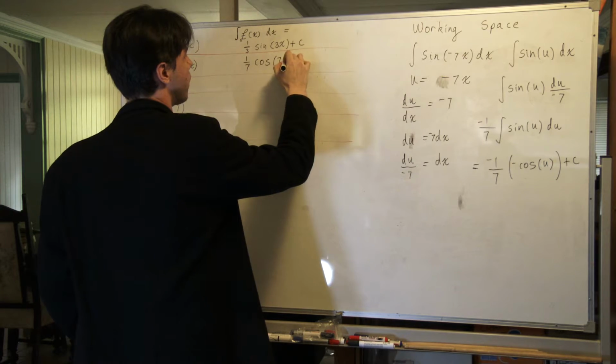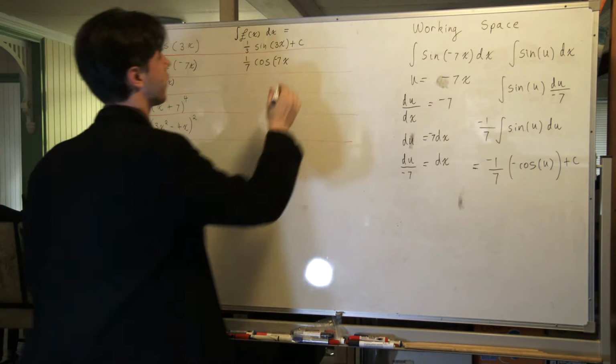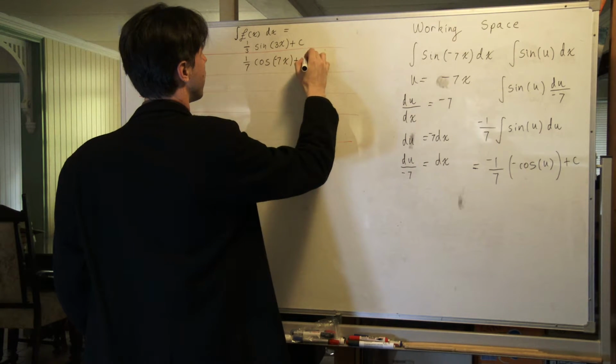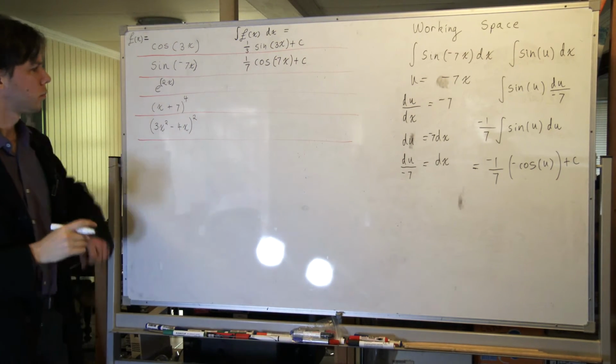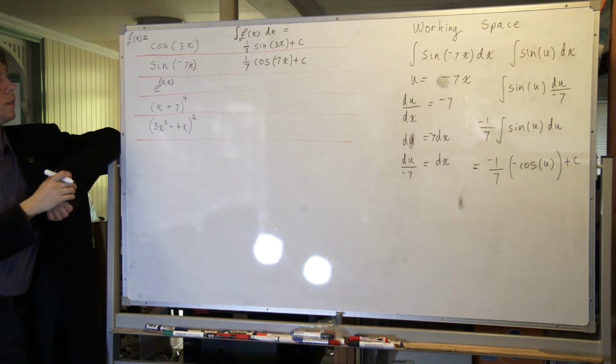And u was negative 7x, so I swap that back, plus a constant. So, that's looking pretty good. Looks like the pattern. So we can use the pattern.